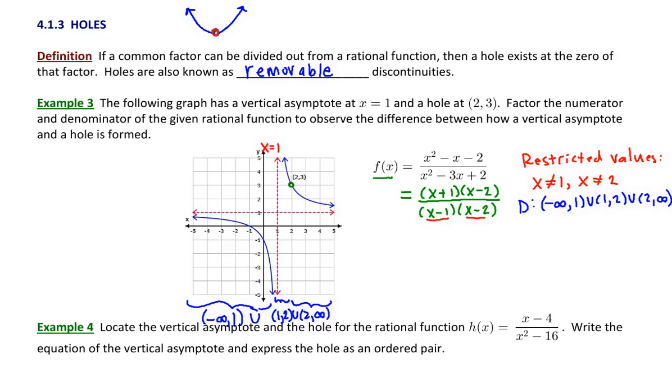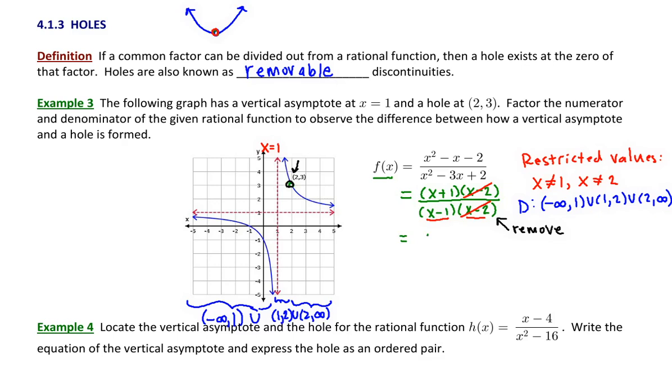So what causes the hole and what causes the vertical asymptote? Going back to the factored form of our function, notice we have the common factor x minus 2 in the numerator and the denominator. So we can divide out or cancel that factor. Notice we are actually removing that factor. And the zero of that factor that we're removing is 2. So notice the zero of the removable factor is the x value of our hole. So the factor that we remove goes with this point that we remove.